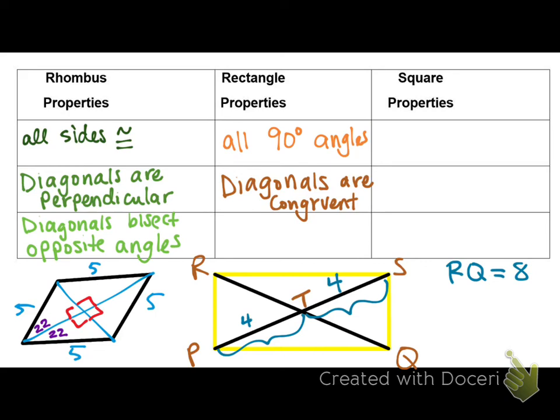Squares have a lot going on. They have all of the above. We can just write all of the above. They have all the properties of a parallelogram, all the properties of a rhombus, all the properties of a rectangle. It would take a while to write them, but you have this on your paper.